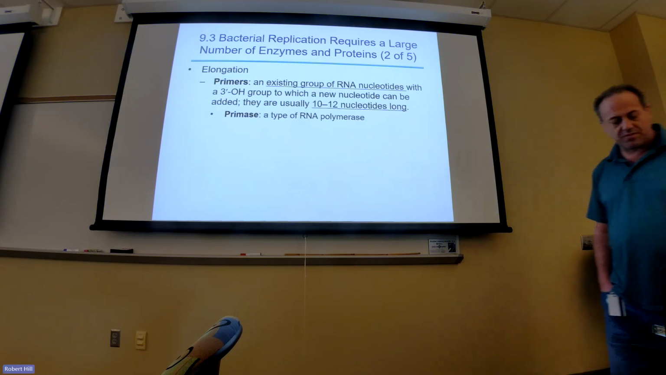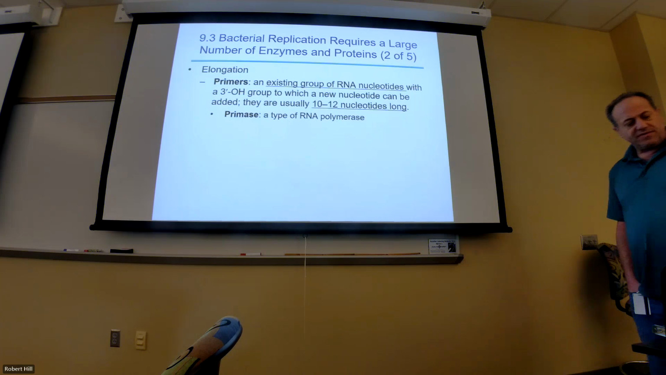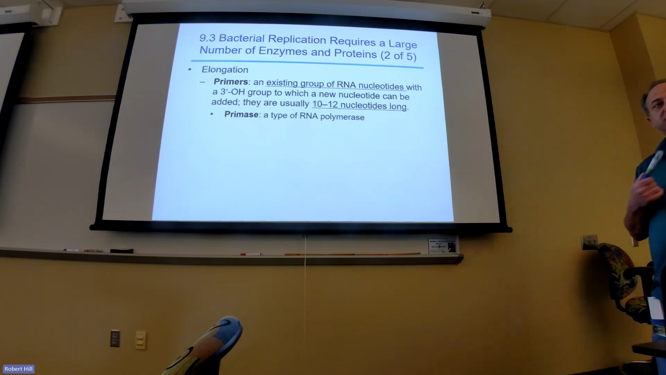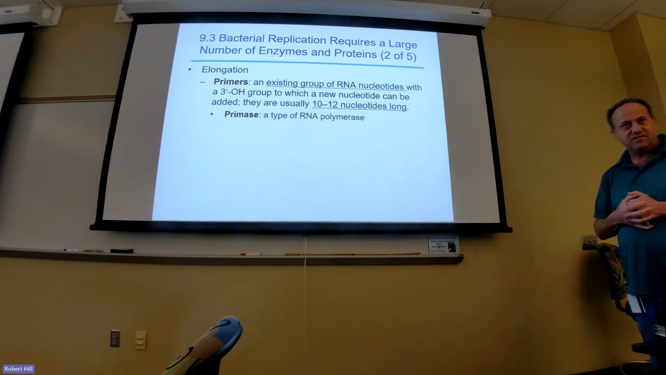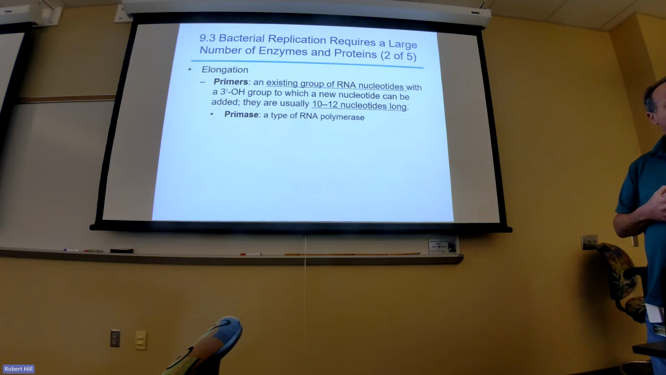Okay, so primers. There are enzymes that can synthesize nucleotides de novo, that means without any major assistance, without a priming site. RNA polymerase is one of them. But DNA polymerase cannot do de novo synthesis. It needs a primer to start from. And this is true in both eukaryotes and prokaryotes. So in eukaryotes, there is an enzyme called primase, which is a type of RNA polymerase that generates these short primers that are about 10 nucleotides long.